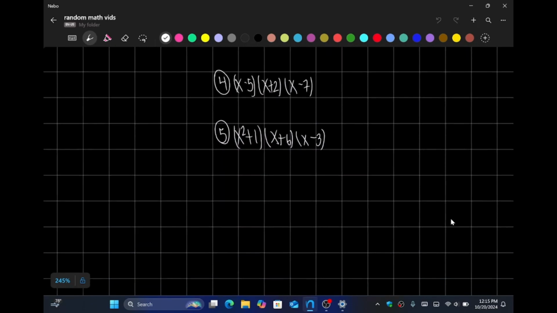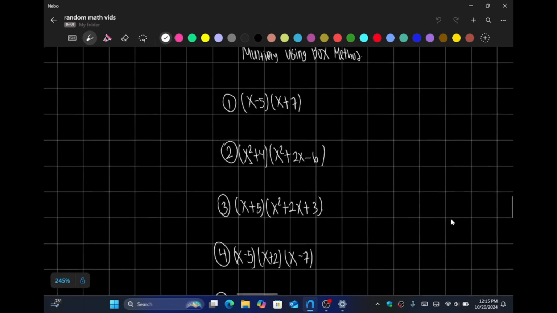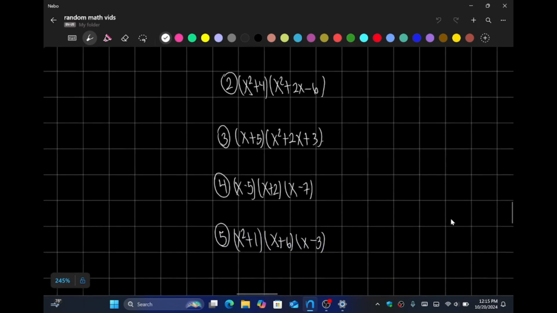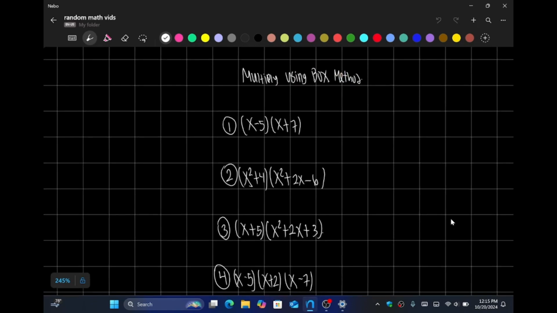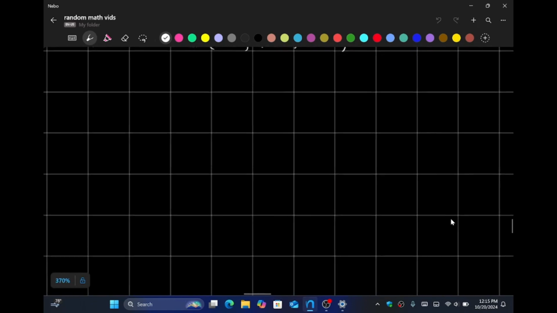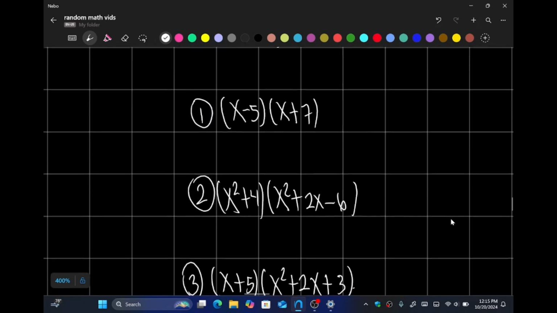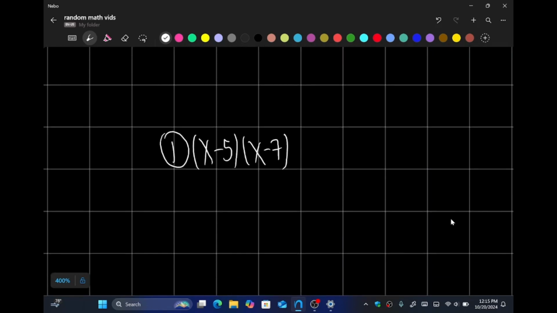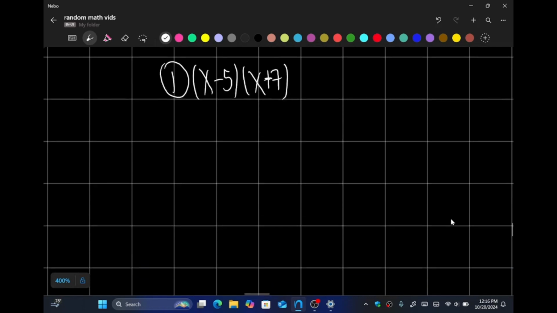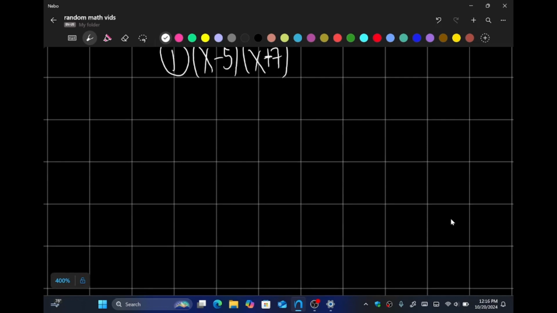So anyways, let's go ahead and get started. I'm going to go over 5 problems here. Hopefully they don't take too long. So the first one is a very basic one. We have x minus 5 times x plus 7. So again, we want to multiply these polynomials by doing the box method.